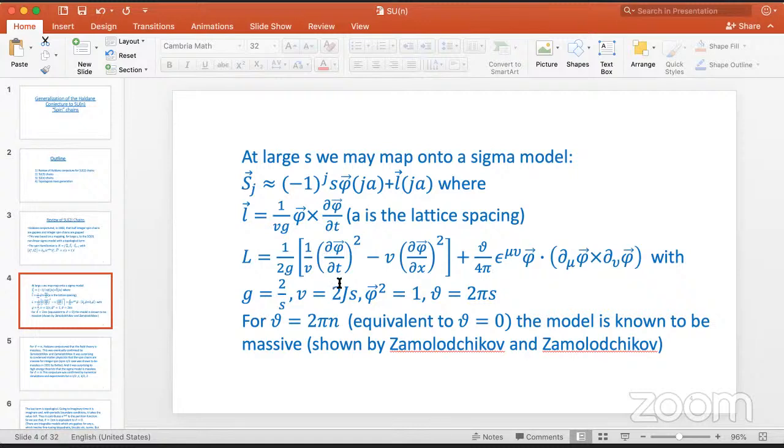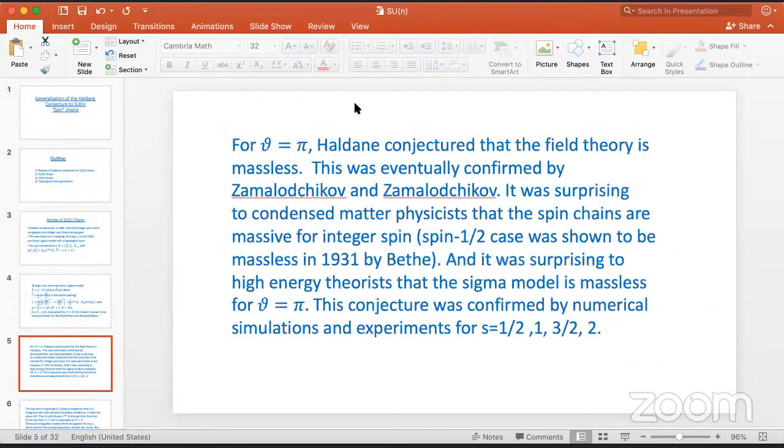So we have a velocity, which is 2JS. We have a coupling constant, which is 2 over S. Then we have this famous topological term, θ, which is 2πS. So for θ equals 2πn, which is equivalent to θ being 0, the model is known to be massive. This was shown earlier by Zamolodchikov and Zamolodchikov. For θ equals π, Haldane conjectured that the field theory is massless. This was eventually confirmed about 10 years later by Zamolodchikov and Zamolodchikov.